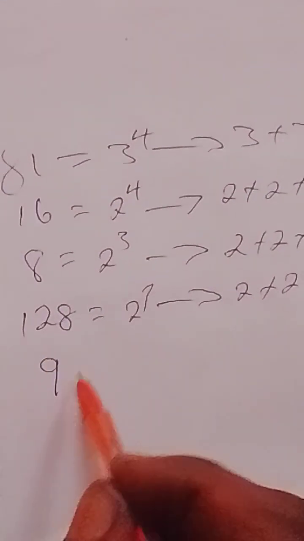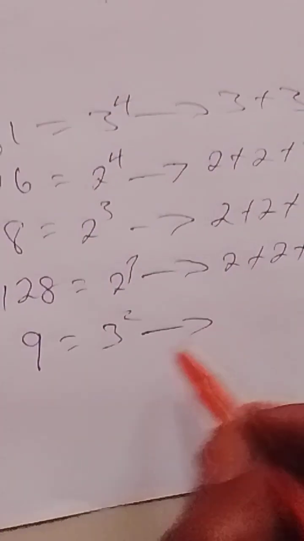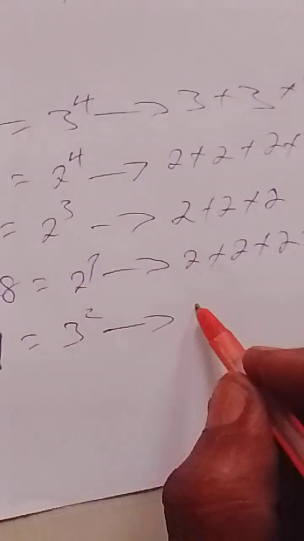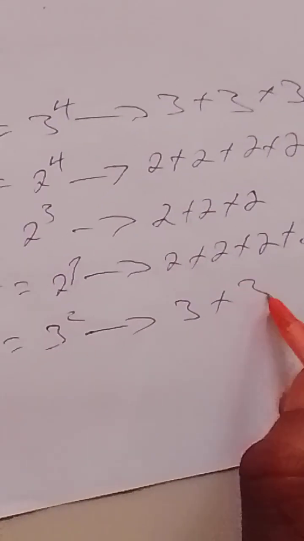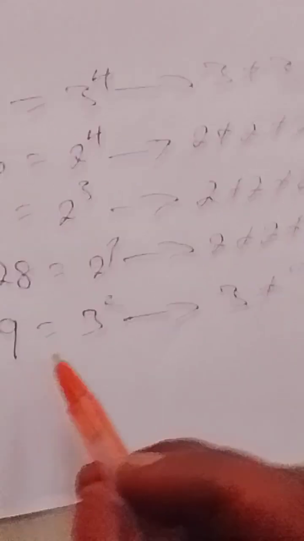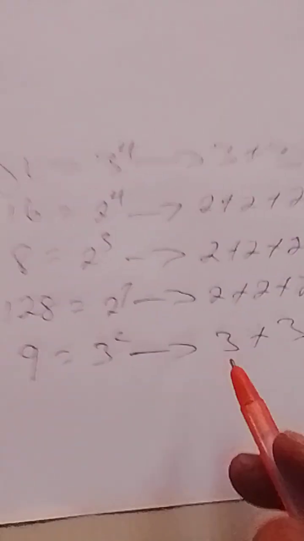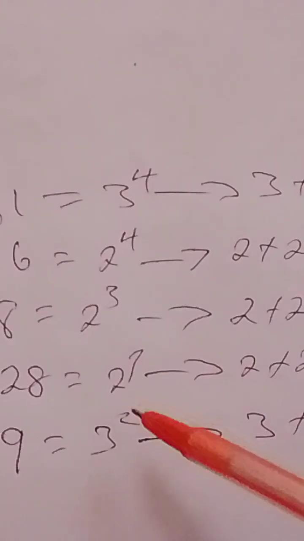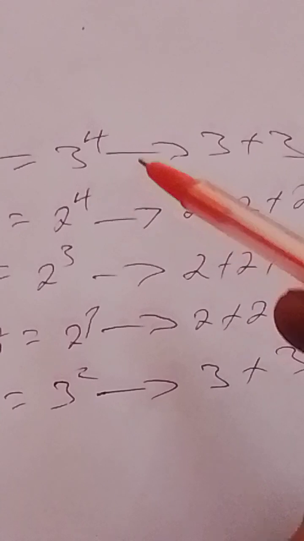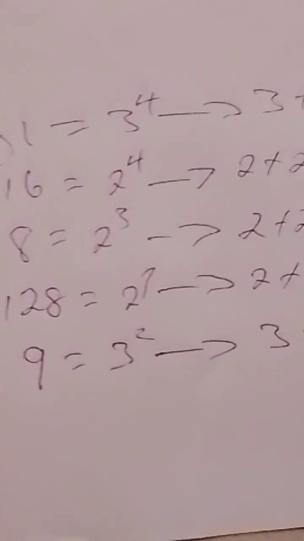A number like 9, to break it into base and index, is the same thing as 3 raised power 2. And 3 raised power 2 is the same thing as 3 times 3, up to this 2, will give you 9. So on indices, once you know how to break your number into this form, into base and index, it will be very easy for you to solve any question on indices.